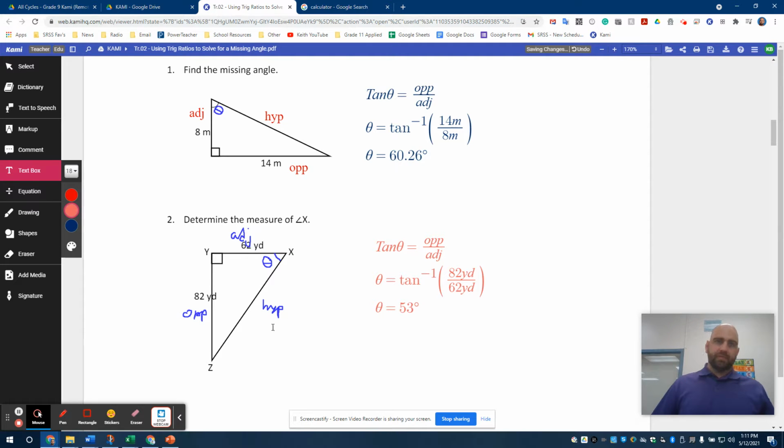All right, so the important steps: label all three sides, hypotenuse, adjacent, opposite. Adjacent is always beside the angle, opposite is not. Hypotenuse is our longest side. Then, in this case, we're using tan. All you're going to do is plug in your values for opposite and adjacent, do inverse tan, and that will give you your answer.